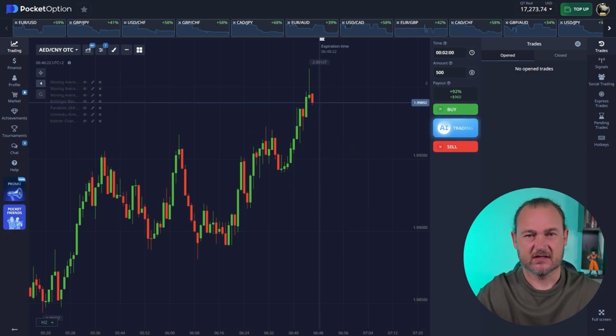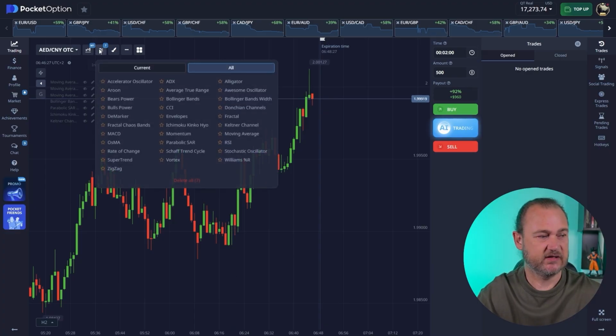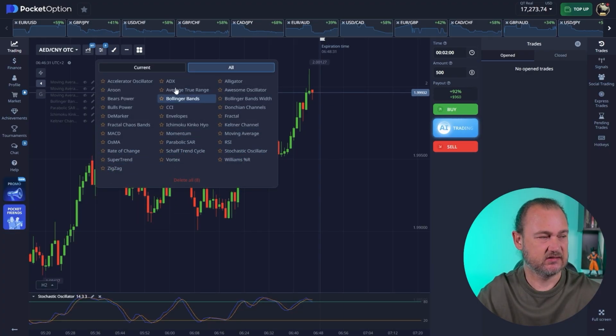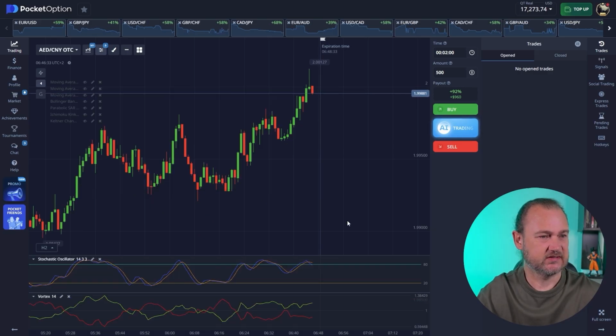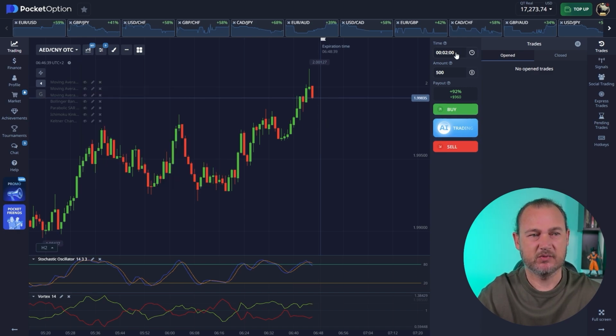Let's get our platform set up so we can start trading. Today we're going to combine two indicators. These are very common indicators: the stochastic oscillator, and we're going to add the vortex. We will be trading off a 1 minute chart, so make sure you set your candle time frame to 1 minute, and we're going to be doing 2 minute expiries.